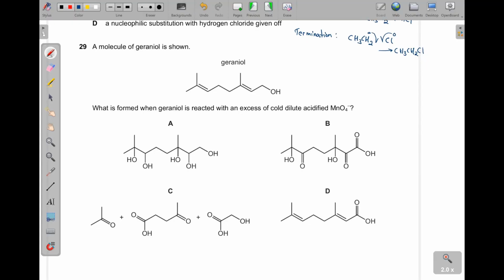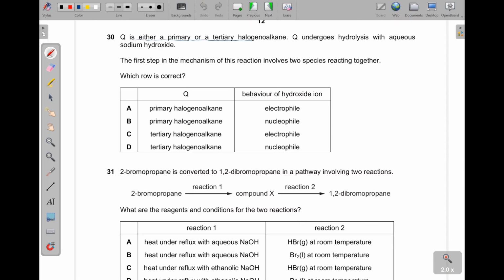And then question 29, a molecule of geraniol is shown. This is the one. What is formed when geraniol is reacted with an excess of cold dilute acidified potassium permanganate? We form diols here, okay? So that means here we shall get an OH. You take away the double bond and then you put OHs. Take away this double bond, then you put an OH and then an OH. So what do we see? It has to be this A here. You can easily see the two OHs and also here, and then the double bond goes. So that is that.